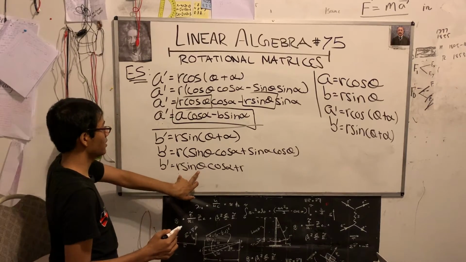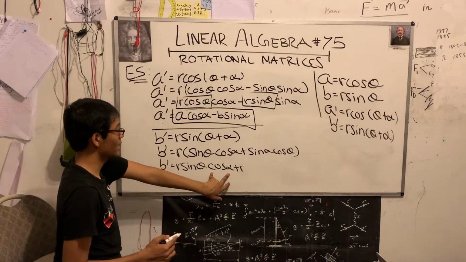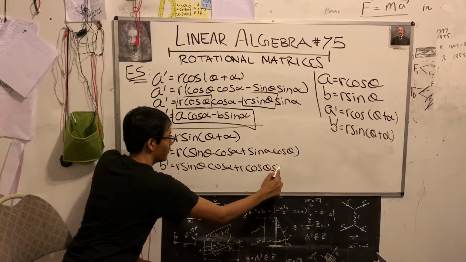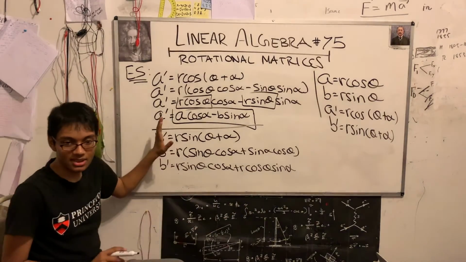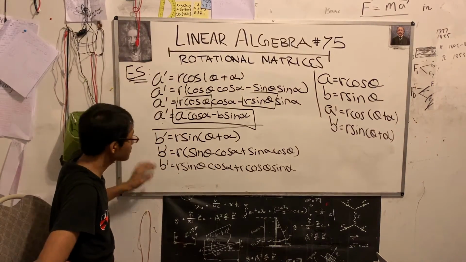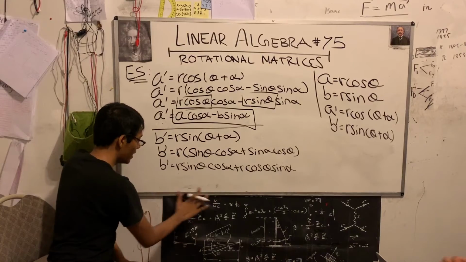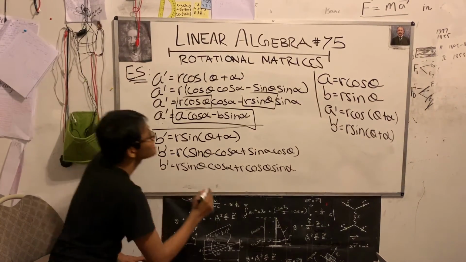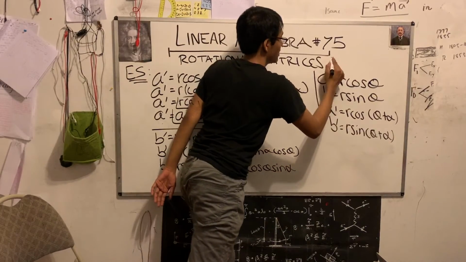So I'll have R sine theta cosine alpha, plus R cosine theta sine alpha. Make sure I didn't make any mistakes. If I did, just go ahead and comment down below. Okay, continuing with my proof for the derivation of the rotational matrix. Oh, this is part 2, by the way. I should have mentioned that.